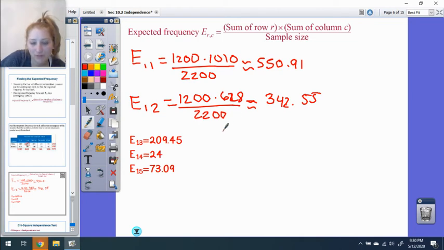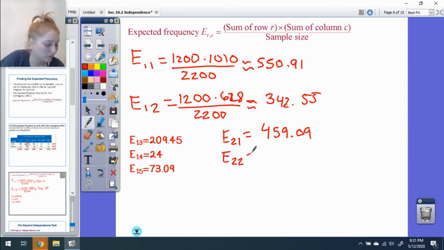Okay, so E21 is about 459.09. E22, I got about 285.45.